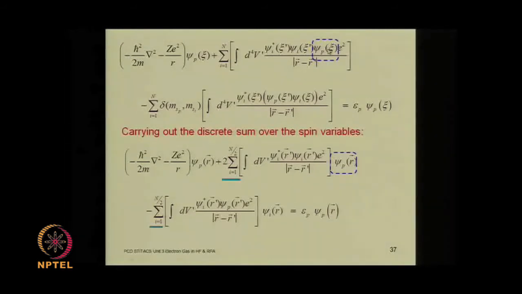Then again the integration variable xi was a set of 4 coordinates, the 3 space coordinates and 1 spin coordinate, but now this summation over the spin has been carried out. So now you have only the space coordinate, namely the position vector r coming over here, and so instead of psi p of xi I now write psi p of r, and likewise instead of this psi I of xi I write psi I of r for exactly the same reason.